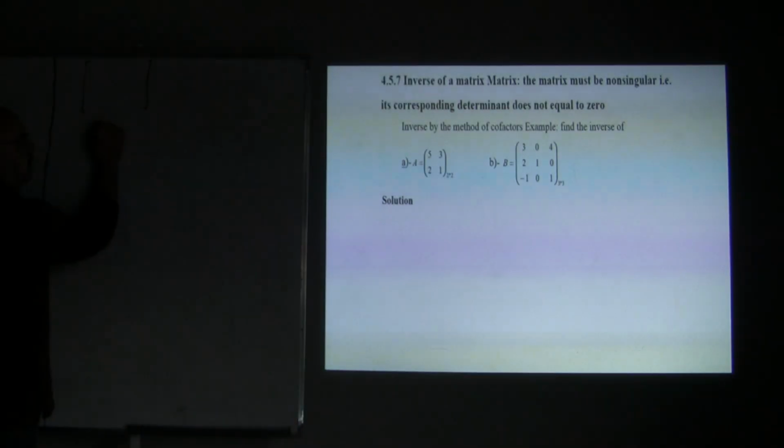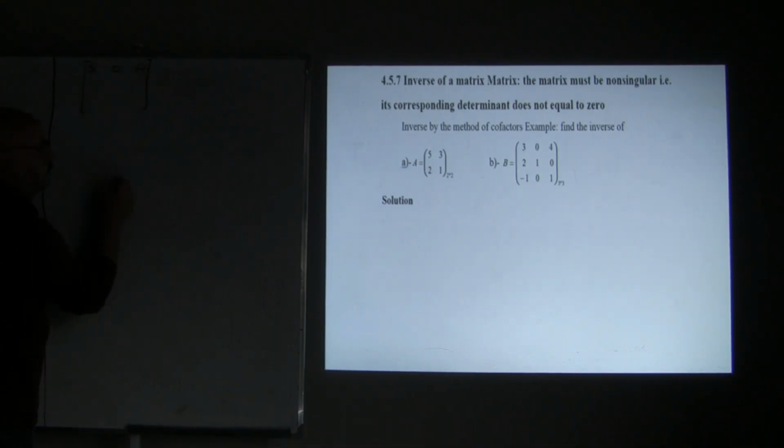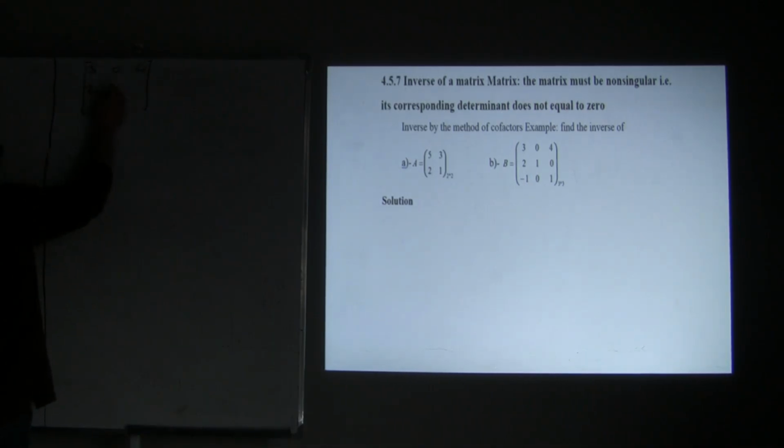I will get the numbers, which are 3, 0, and 4. And then I will have 2, 1, and 0. Then the last row is going to be negative 1, 0, and 1.